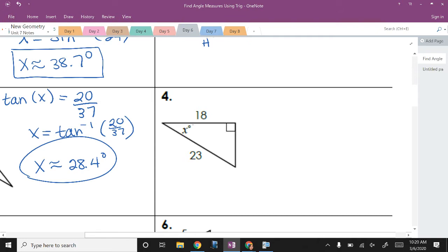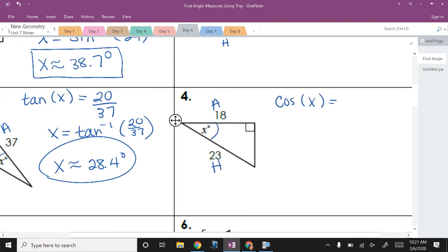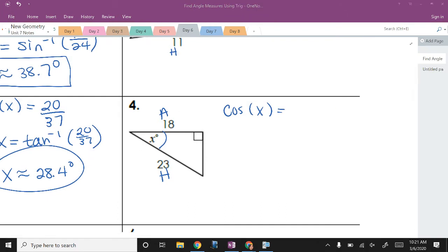All right, here's x. What do y'all think? Sine, cosine, or tangent? Cosine, because 23 is the hypotenuse and 18 is what? Adjacent, because it touches my angle and it's not the hypotenuse. So we're going to use cosine of x equals adjacent over hypotenuse. Oops, sorry. So 18 over 23.